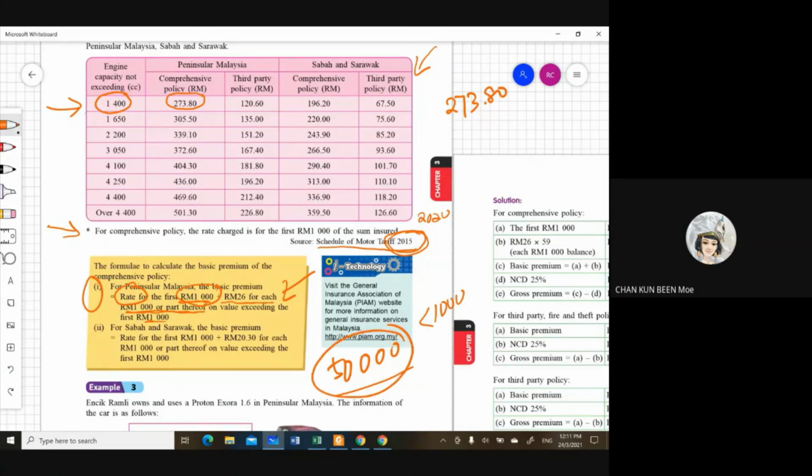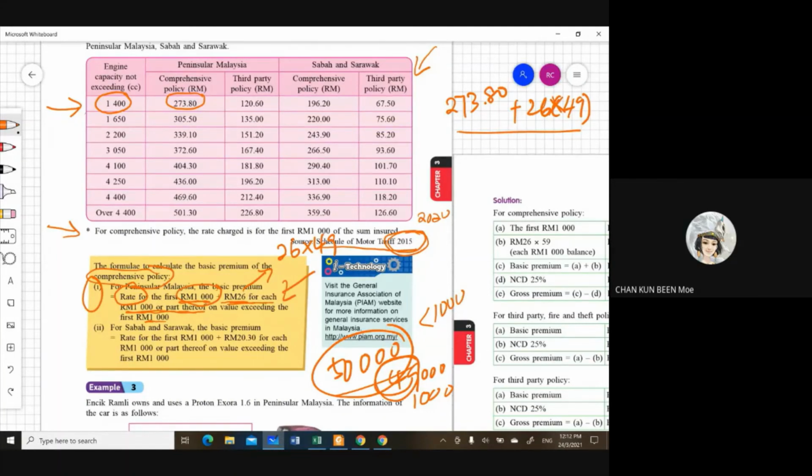The sum assured is 50,000, meaning that the first 1,000 you already deducted, so you still have a remainder of 49,000, right? The meaning over here is 26 ringgit for the 1,000 or part thereof. So 26 you have to multiply with 49, because it's for each 1,000. So for the 49,000, you multiply by 49 times. Okay, so over here you plus 26 times 49. This one you can write down as times, not by brackets like me. That will be the basic premium of the comprehensive policy. So you do the calculation and then you will get the answer.